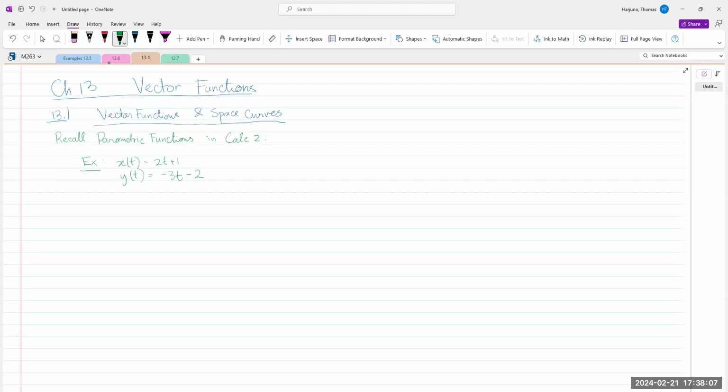Okay, right now we will write that in vector notation, r of t. Notice that this r is a function of t, but it is also a vector. That's why I use vector notation on the top of that, which consists of the x component as a function of t and the y component as a function of t, which we will rewrite as 2t plus 1, negative 3t minus 2.